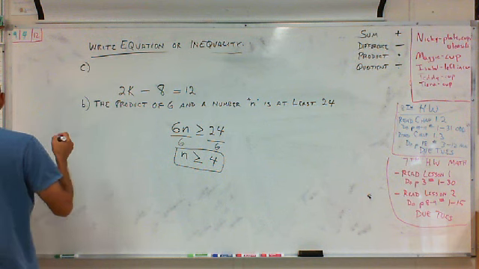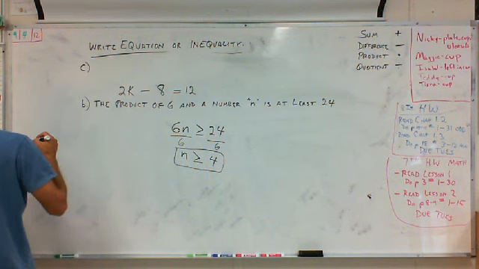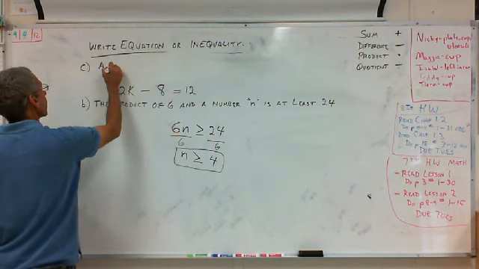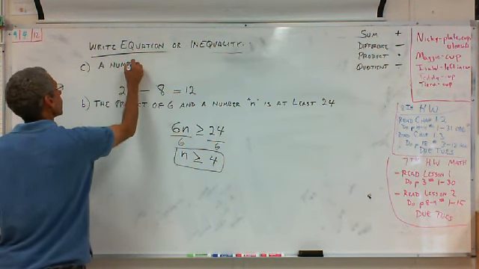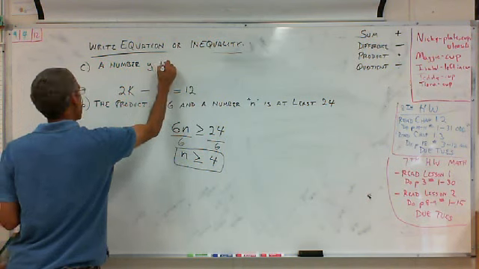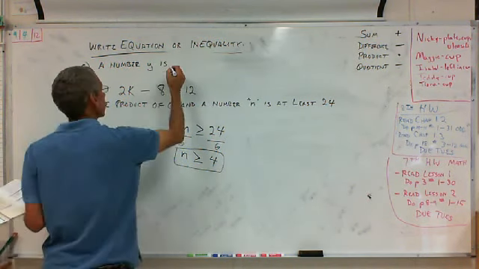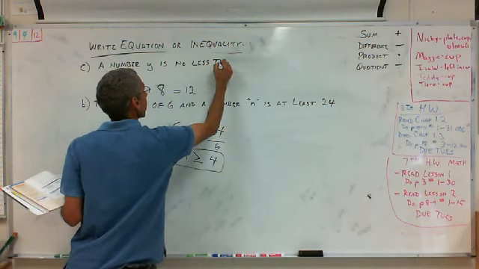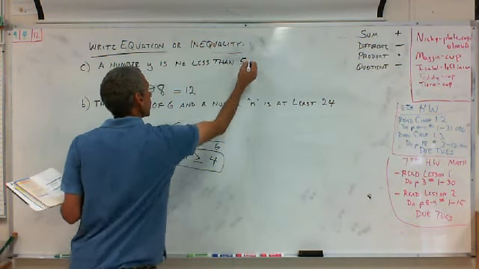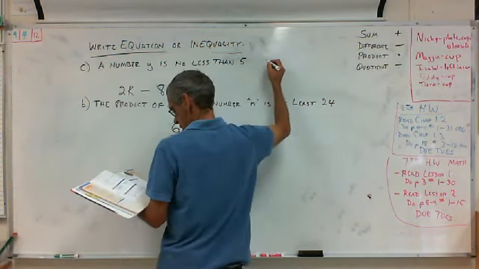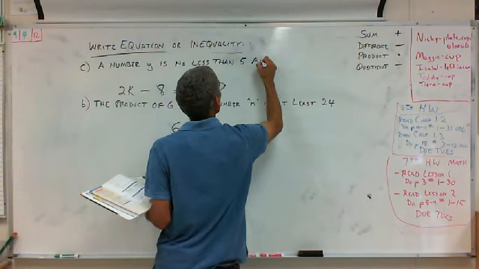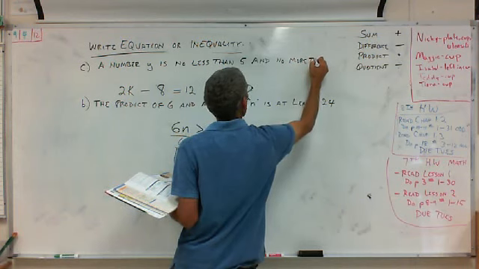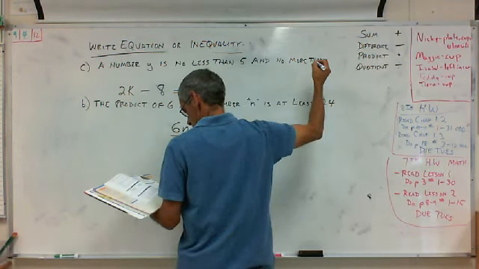Okay, a number y is no less than 5 and no more than 13. A number y is no less than 5, and no more than what? I don't know. Than 13.